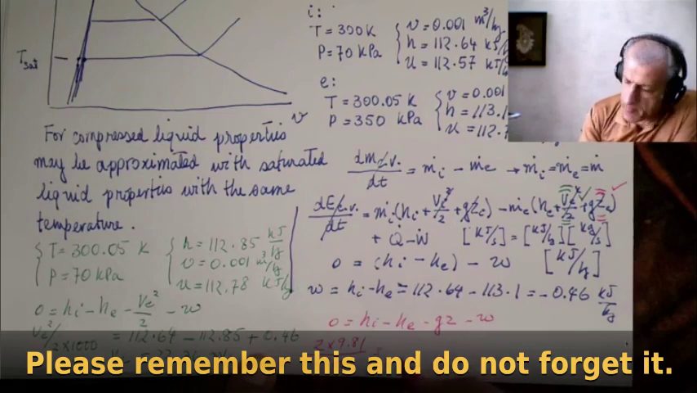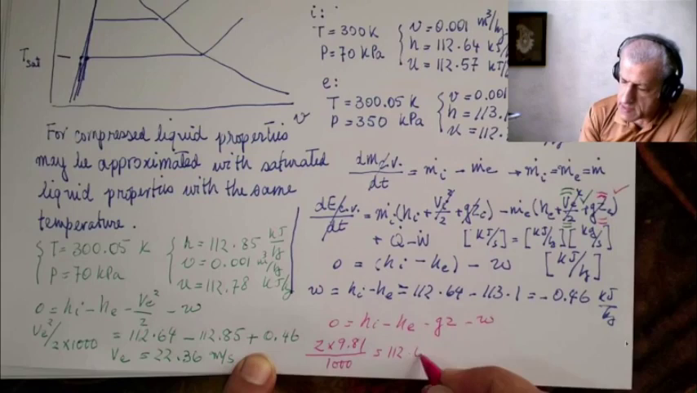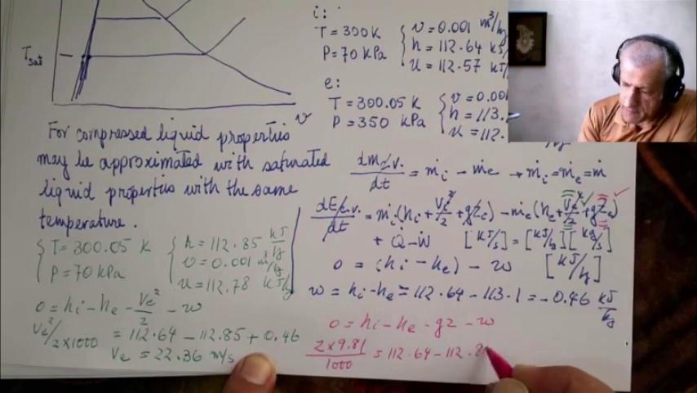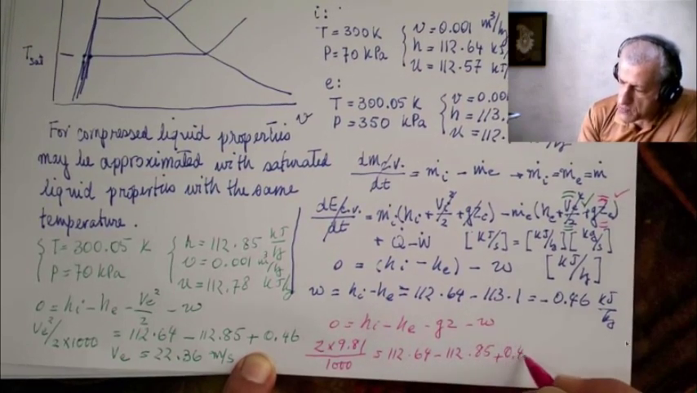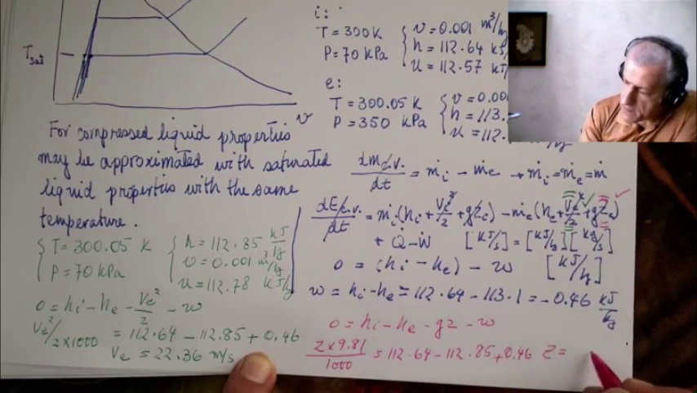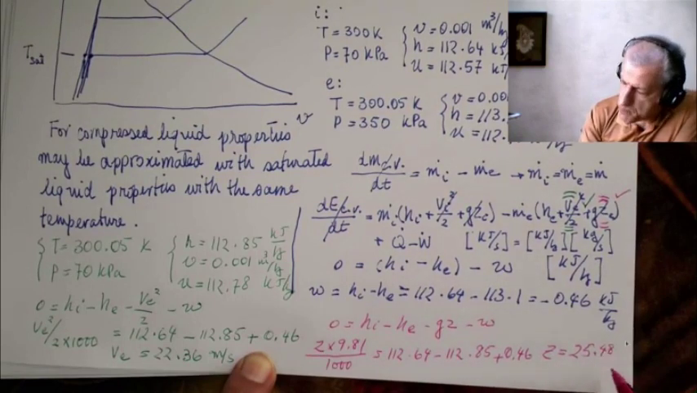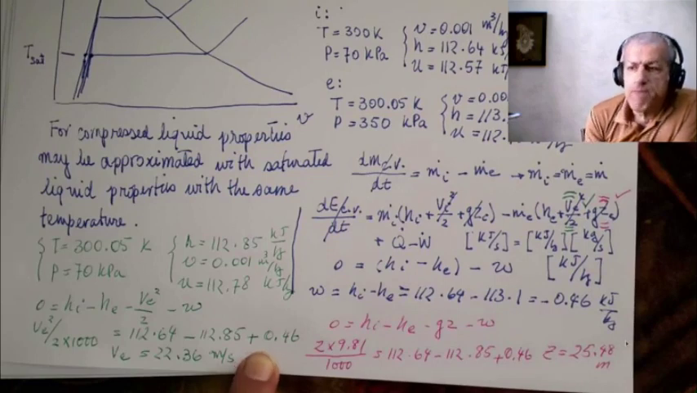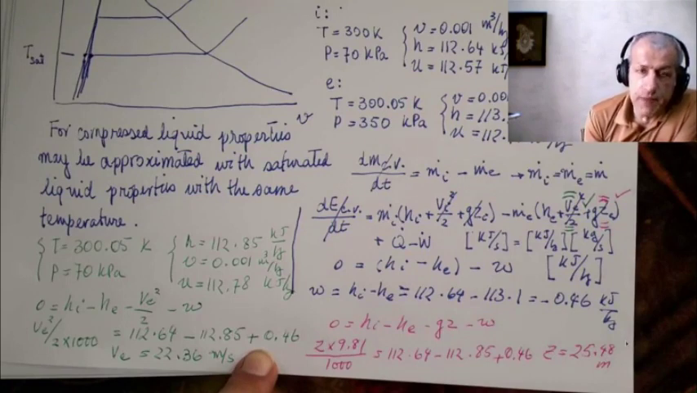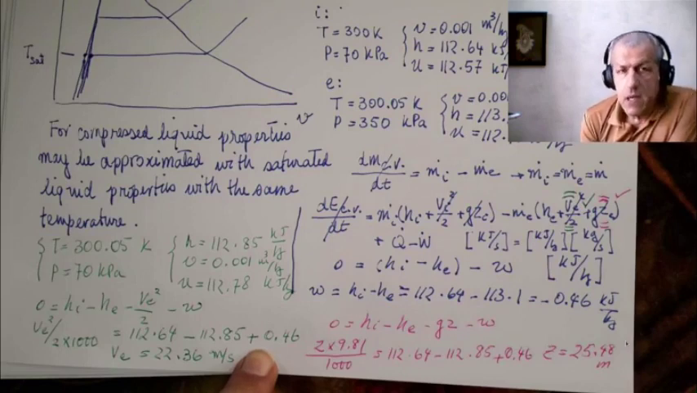This equals 112.64 minus 112.85 and plus 0.46, and Z would be 25.48 meters. So we could raise the water level to 25 meters just with the same pump, but if we didn't try to increase its pressure.